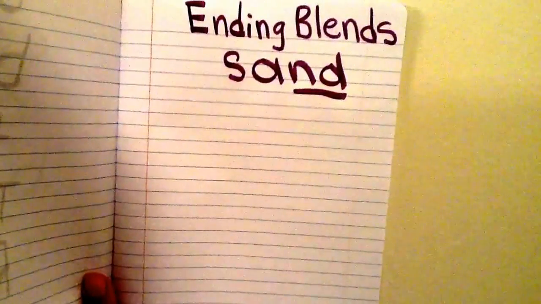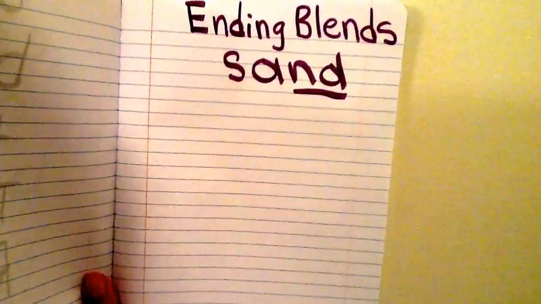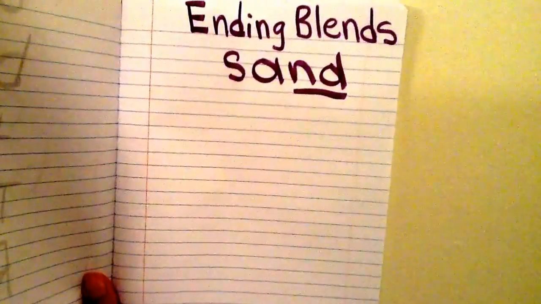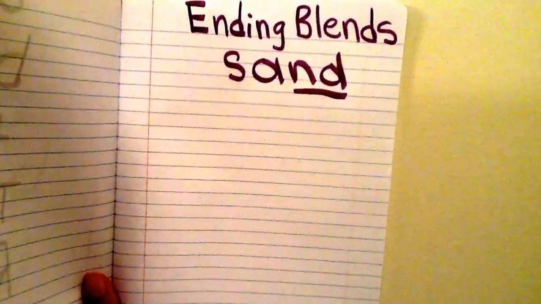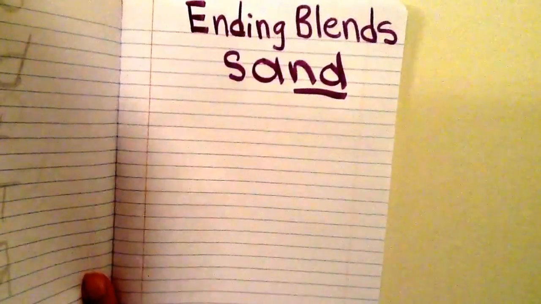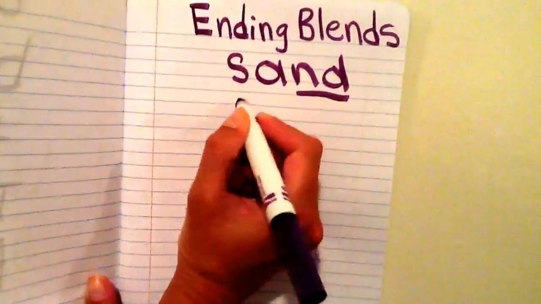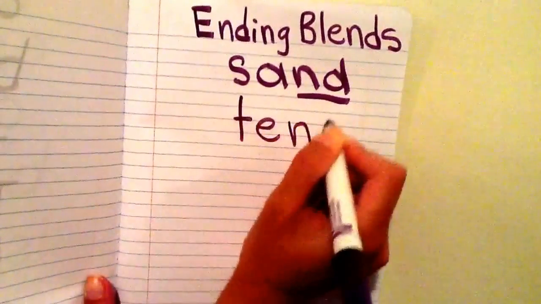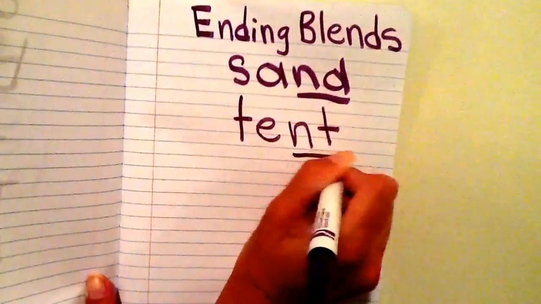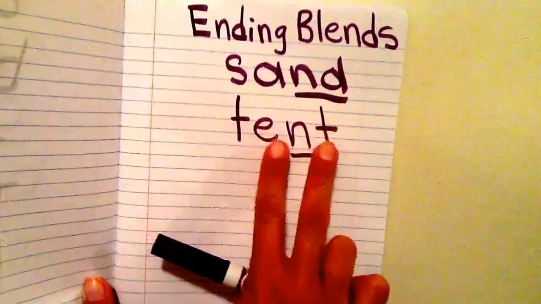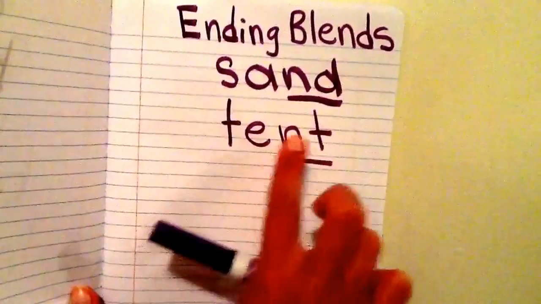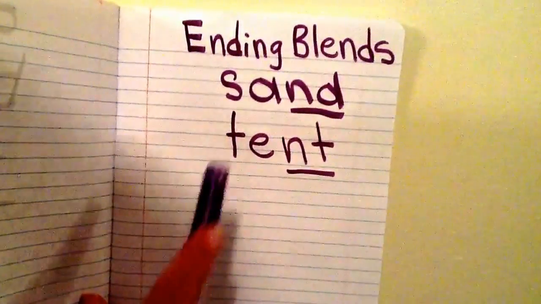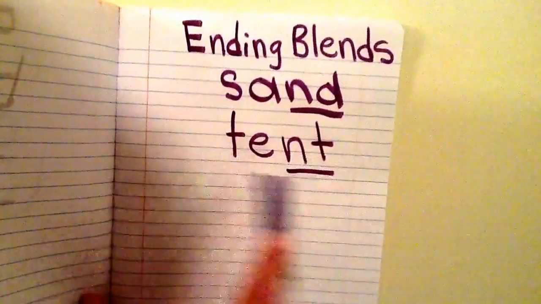The next word that I'm going to write is the word tent. I'm going to say that slowly, and I hear nt at the end, N-T. So I'm going to write it as t, and I hear N-T, two consonants together at the end of the word, and I need to make sure to write both of them. So please write tent in your word study notebook as T-E-N-T, tent.